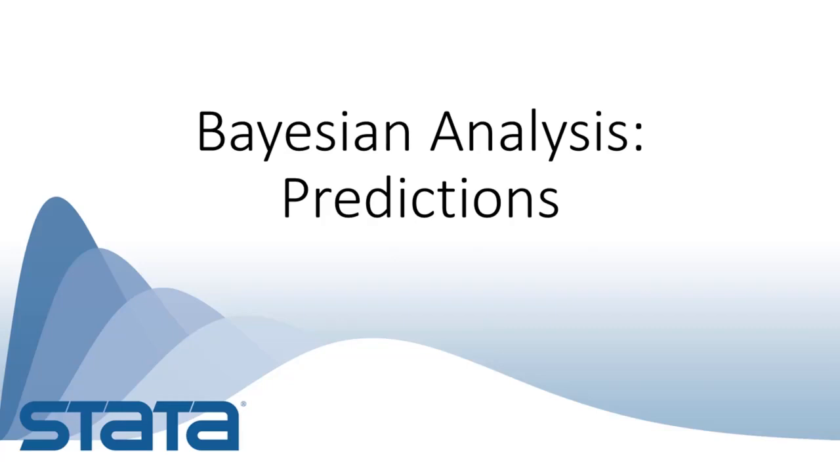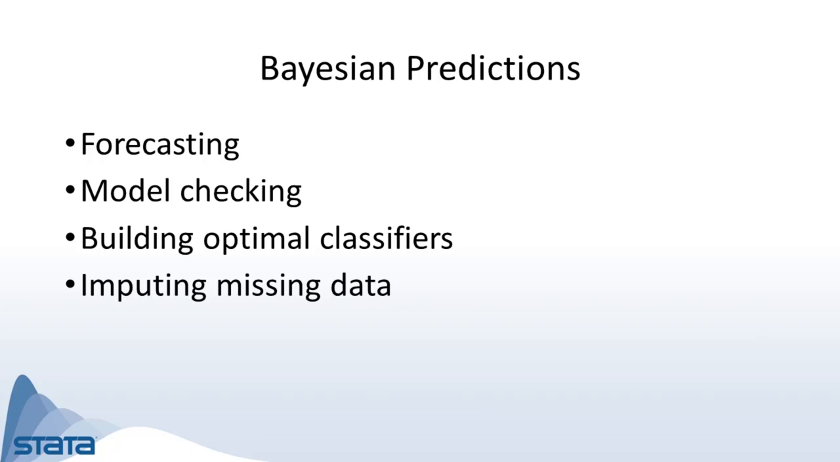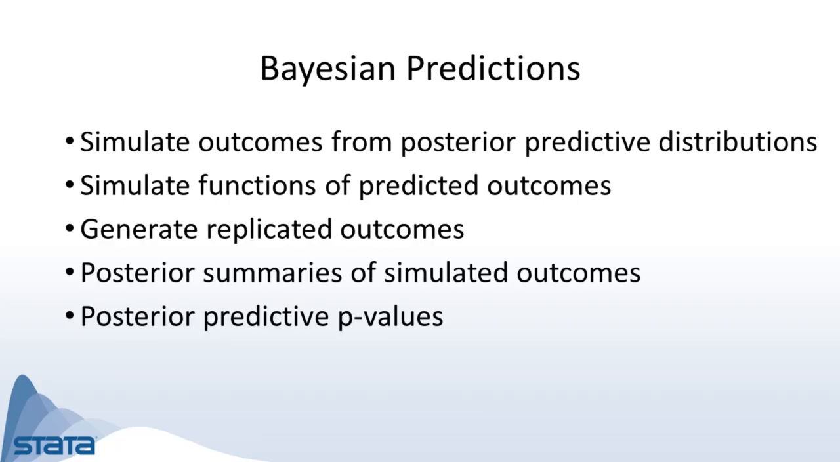Today I'd like to show you another new feature in Stata 16, Bayesian predictions. Bayesian predictions are useful for forecasting, model checking, building optimal classifiers, imputing missing data, and many other things. We can use Bayesian predictions to simulate outcomes from the posterior predictive distribution. We can also simulate functions of simulated outcomes, generate replicated outcomes, and calculate posterior summaries of simulated outcomes, as well as posterior predictive p-values.